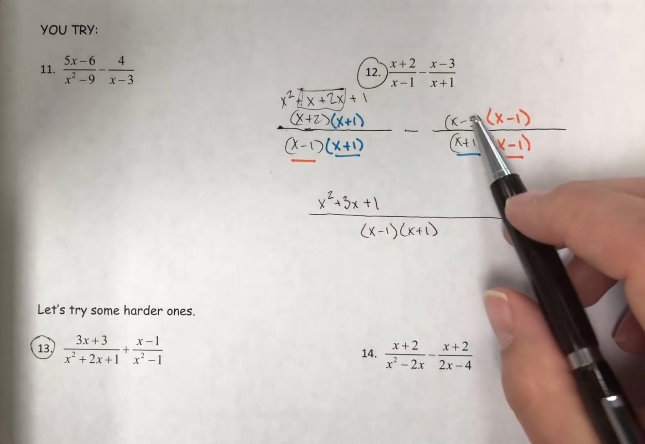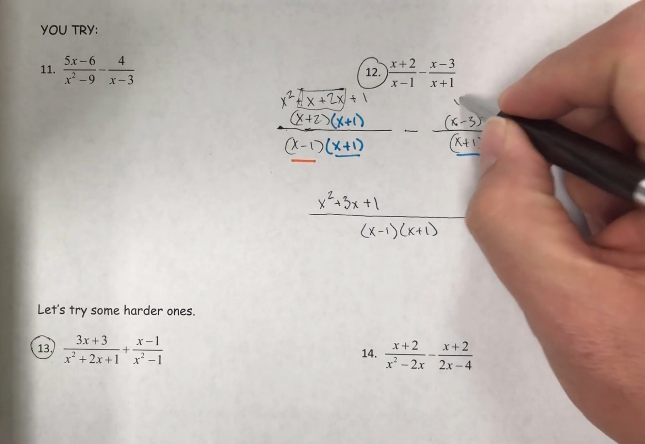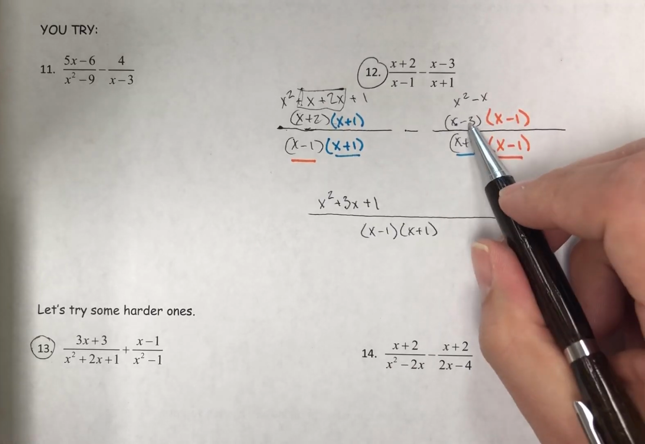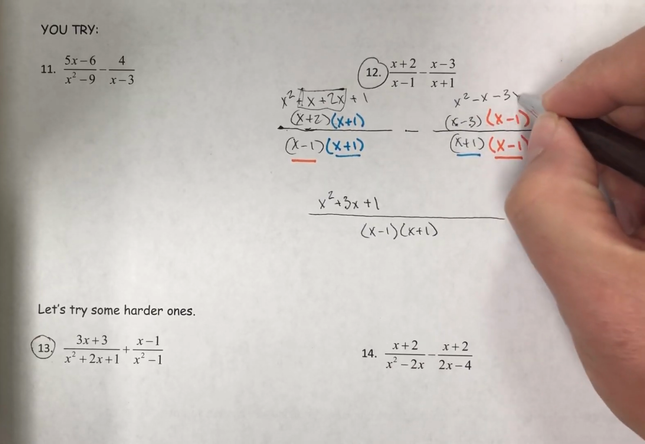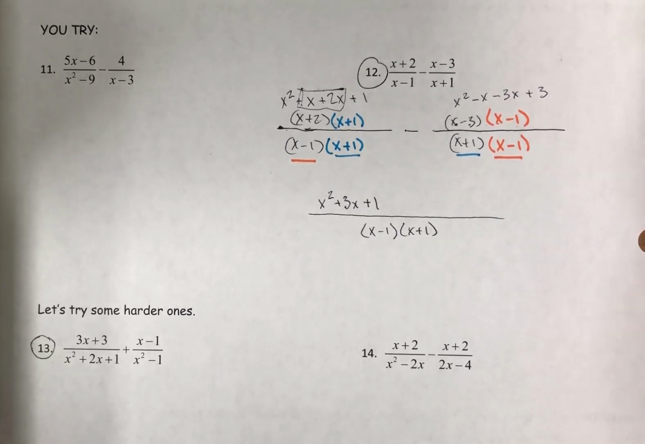Okay, and then I do the same over here. I can FOIL this out. X times x is x squared. X times negative 1 is negative x. Negative 3 times x is negative 3x. Negative 3 times 1 gives me a positive 3.